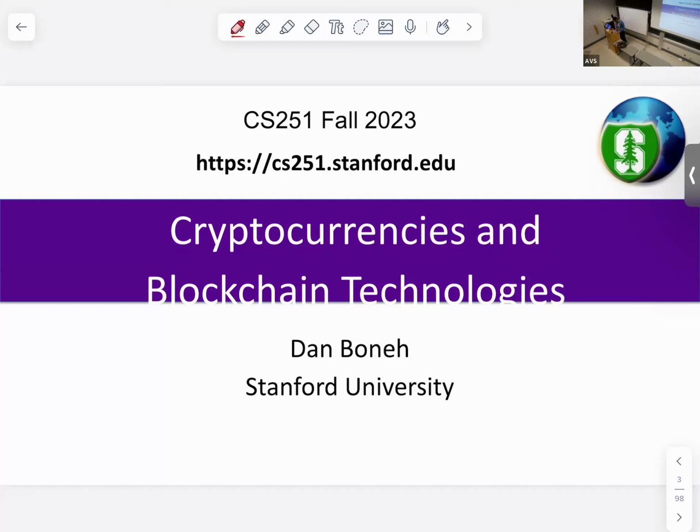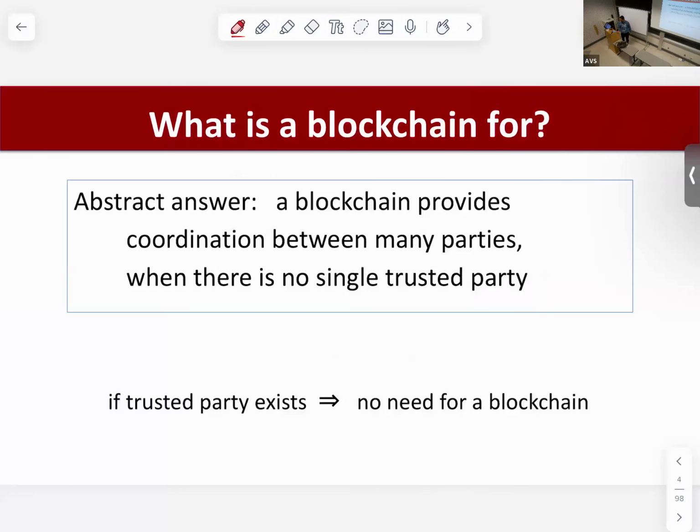But yeah, so what is a blockchain? The abstract answer is that it provides a coordination between many parties without having a single trusted party. Generally, if I don't trust anybody, if there's no single trusted party, then in order to do something useful, I need to distribute the trust. And that is the idea of the blockchain.